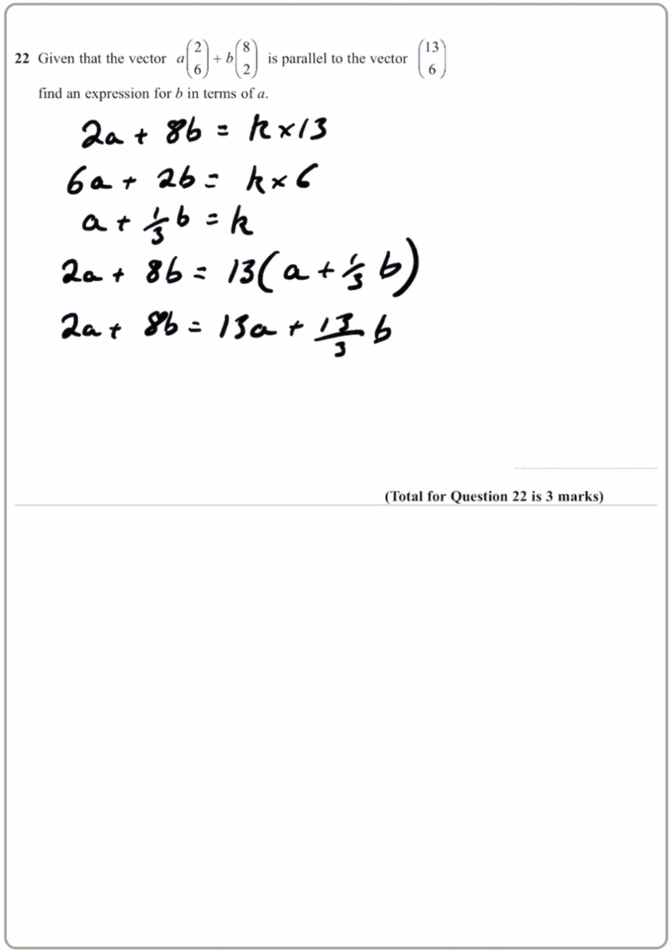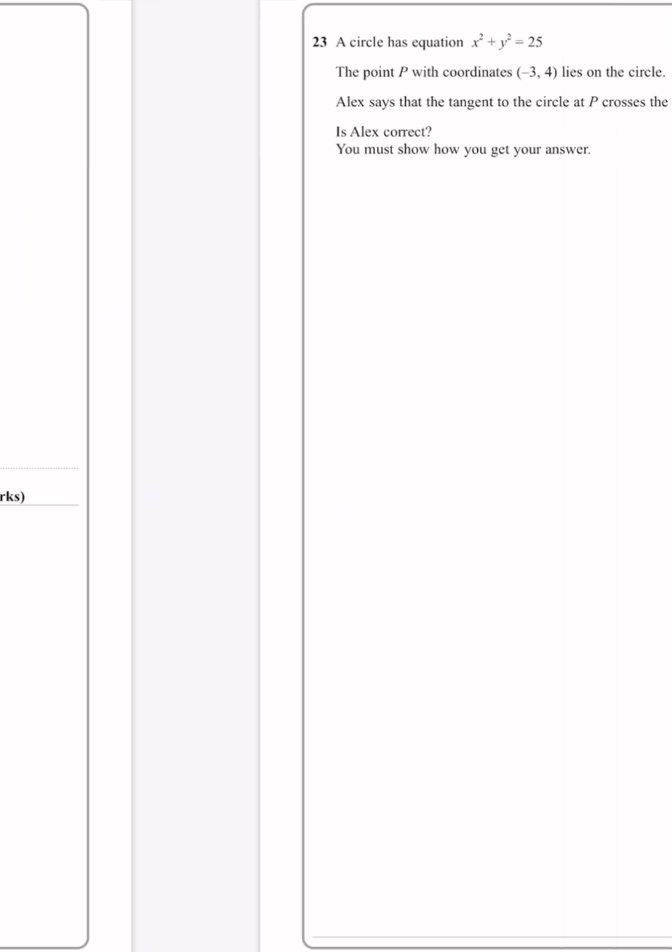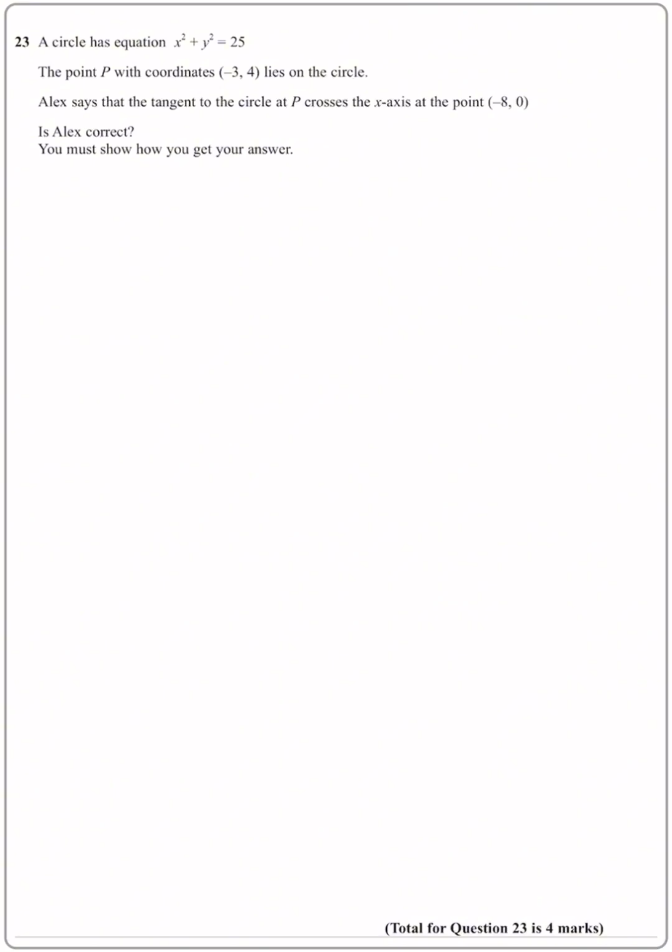Then I'm going to bring the b's onto the left. So 8 is the same as 24 over 3. So 24 over 3 subtract 13 over 3 is 11 over 3 b. Subtract 2a from both sides. That's going to be equal to 11a. Multiply both sides by 3, divide both sides by 11, we get b equals 3a.